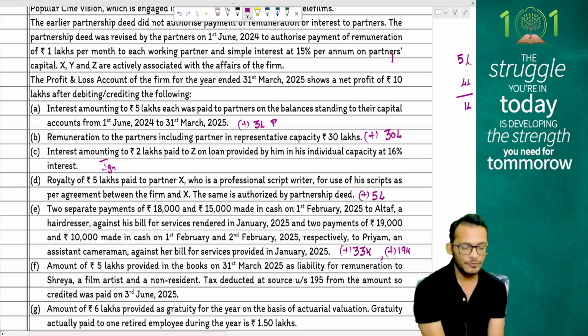Move forward. An amount of 5 lakh rupees provided in the books of accounts on 31st March 25 as liability for remuneration to Shreya, a film artist and a non-resident. Tax deducted under section 195 from the amount so credited was paid on 3rd June 2025.